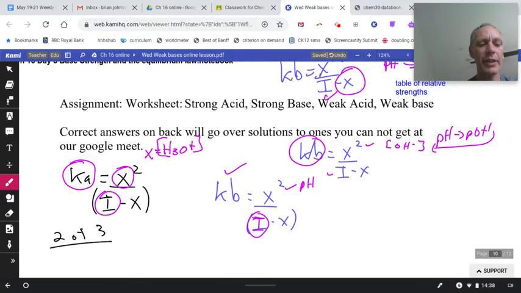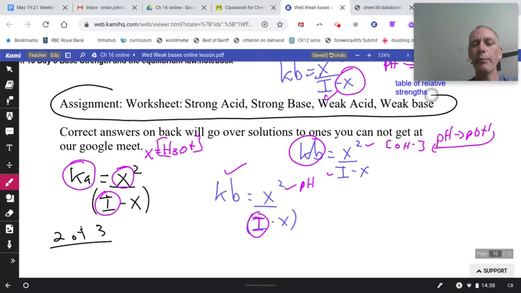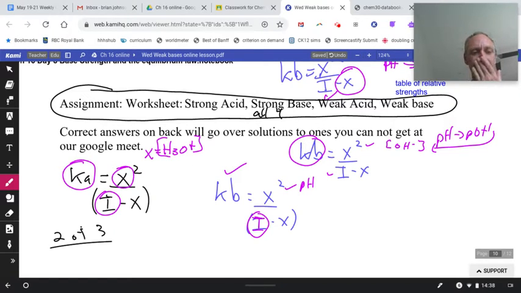Now, why am I telling you this? Why am I doing this review? Because this is the last big assignment on all of this equilibrium stuff. So it's in your study guide. It's called Strong Acid, Strong Base, Weak Acid, Weak Base. So it's all 4 types of problems scrambled together. And as it says here, the correct answers are on the back, not the solutions, just the final numbers. So you try the problems, see if you can get the correct answer. And if you're totally stumped, we'll have a Google Meet this week and we'll go over any of the toughies that you can't get.